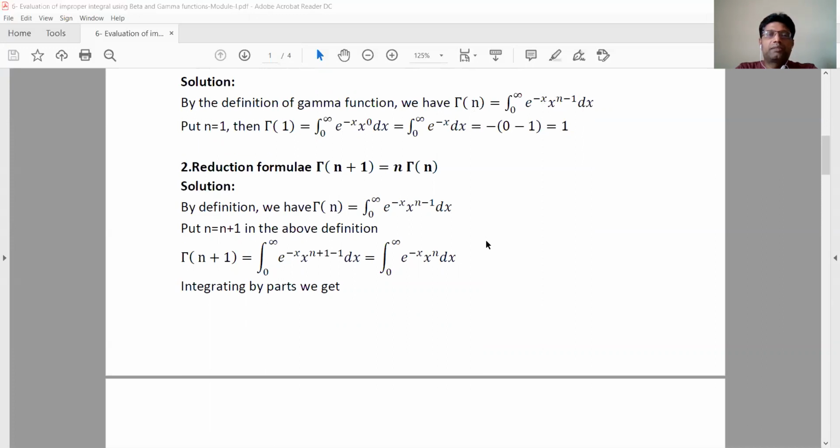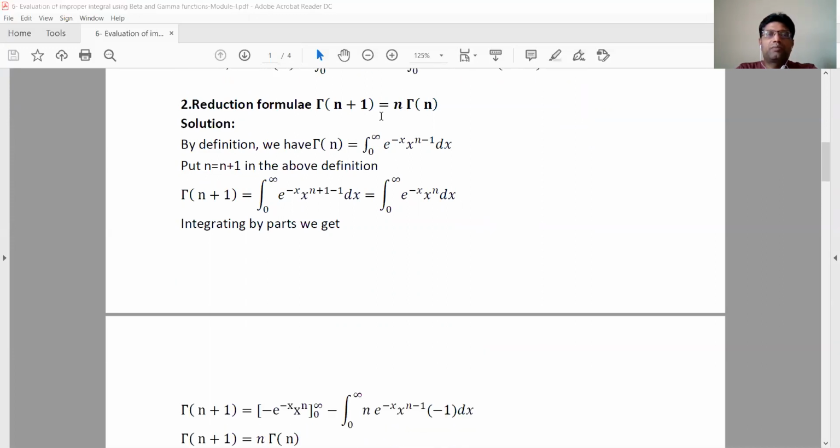Now this is known as the reduction formula. Gamma of n plus 1 is n into gamma n. So by definition, gamma of n is this one. Put n equals n plus 1. Then this is n plus 1 minus 1, so we get x power n here.